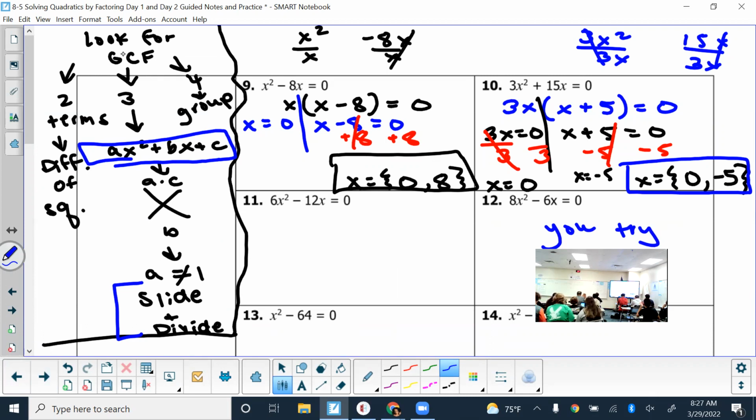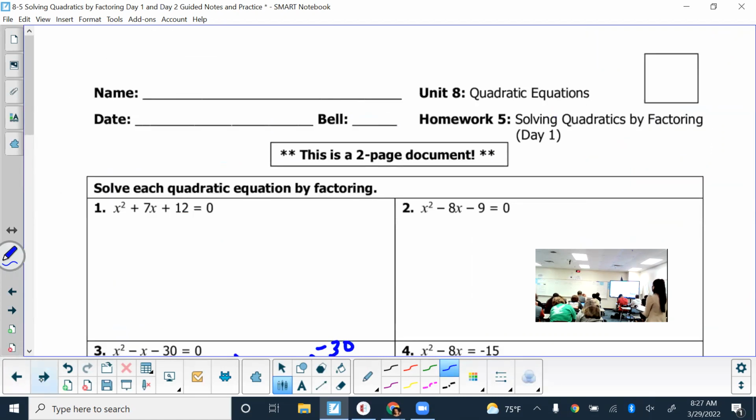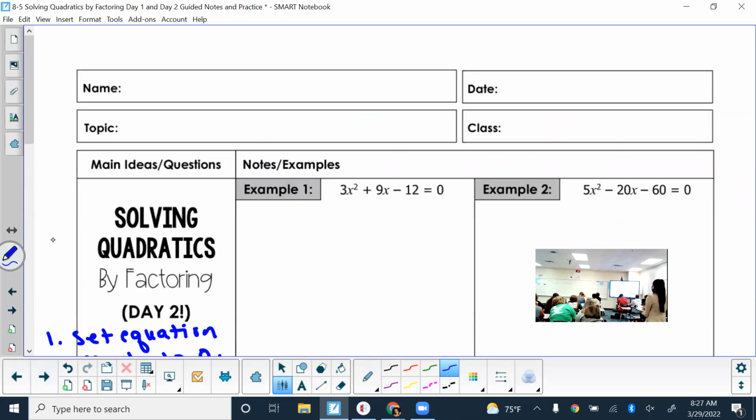Good. And then you'll look at the number of terms after that. So just while we're on here, if it's a trinomial, how do we factor it? The diamond method. But just make sure that if A does not equal 1, which we will see today, that you do this other step that is attached to it, the slide and divide. All right, but yes, look for a GCF first.